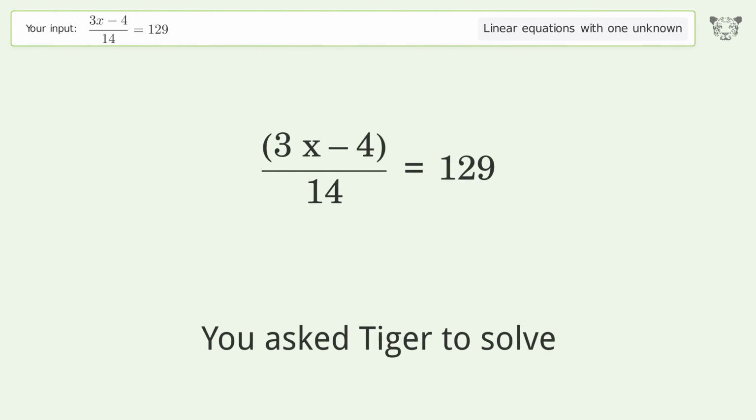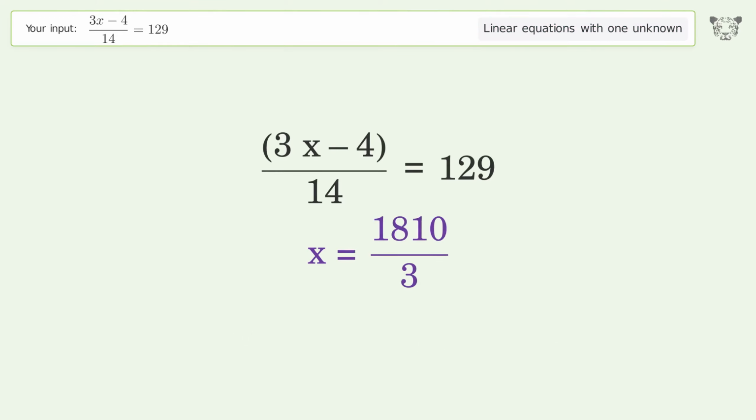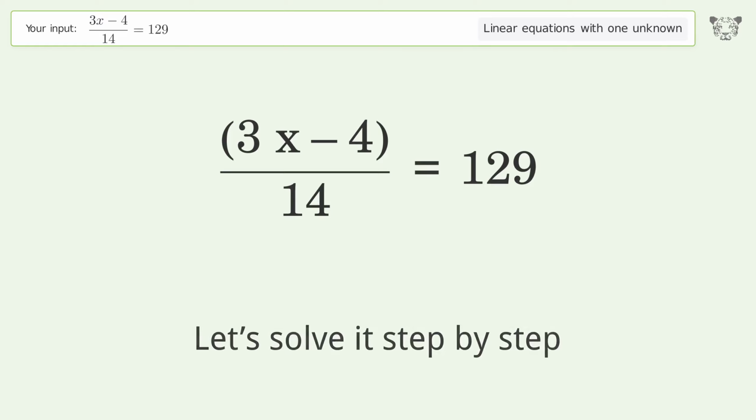You asked Tiger to solve this. It deals with linear equations with one unknown. The final result is x equals 1810/3. Let's solve it step by step.